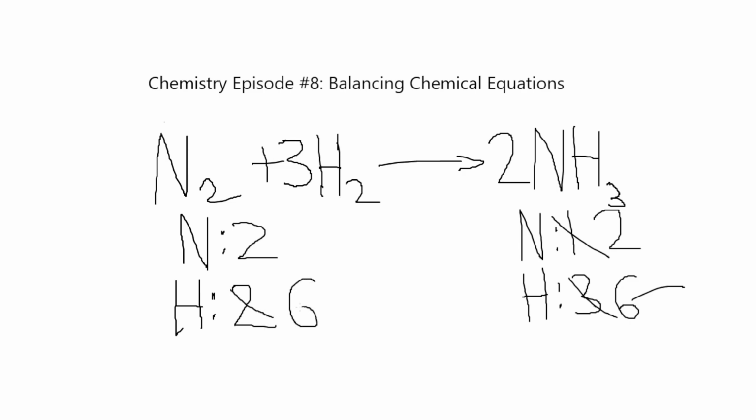So now you have 6 hydrogen atoms on the reactant side and 6 on the product side. So now we are all good. This equation is balanced, right? There's 2 nitrogen atoms on the reactant side, 2 on the product side, and 6 hydrogen atoms on the reactant side, 6 on the product side.